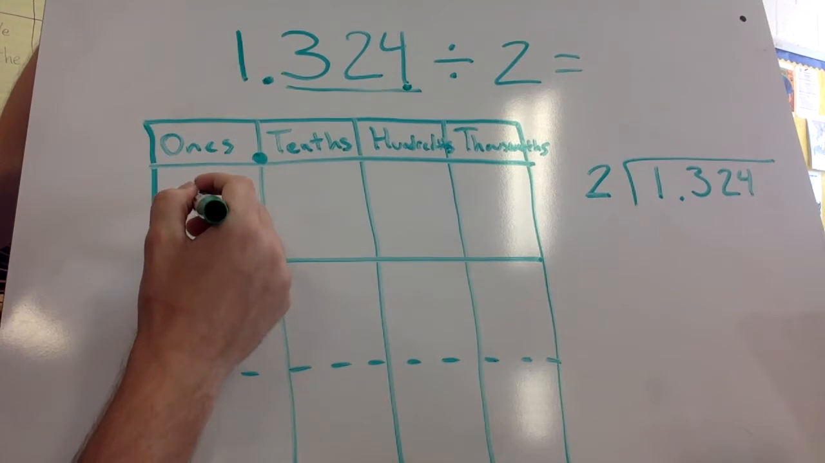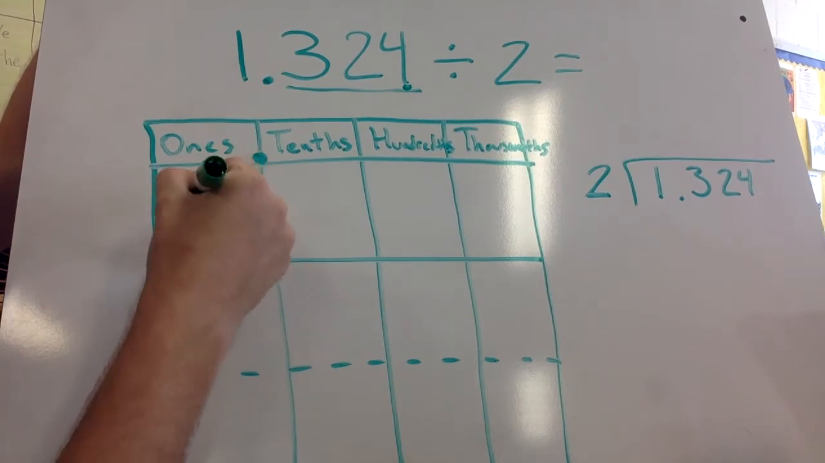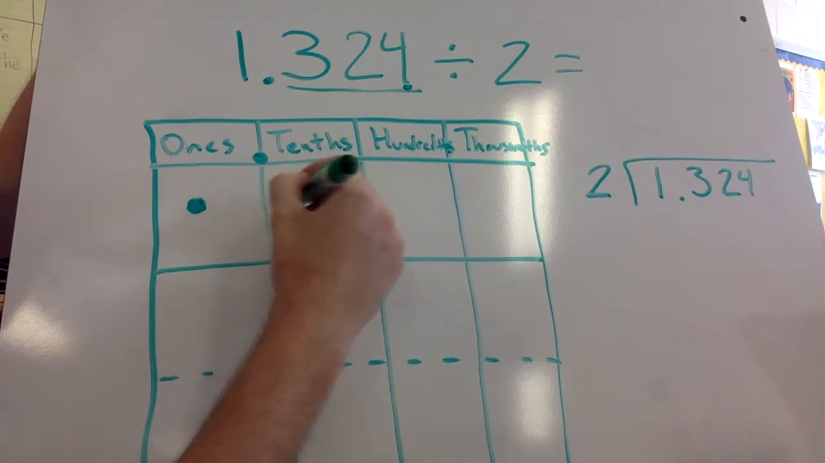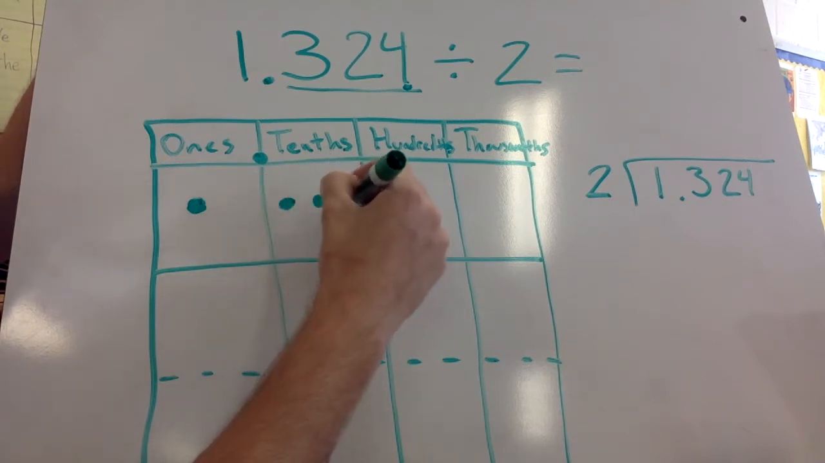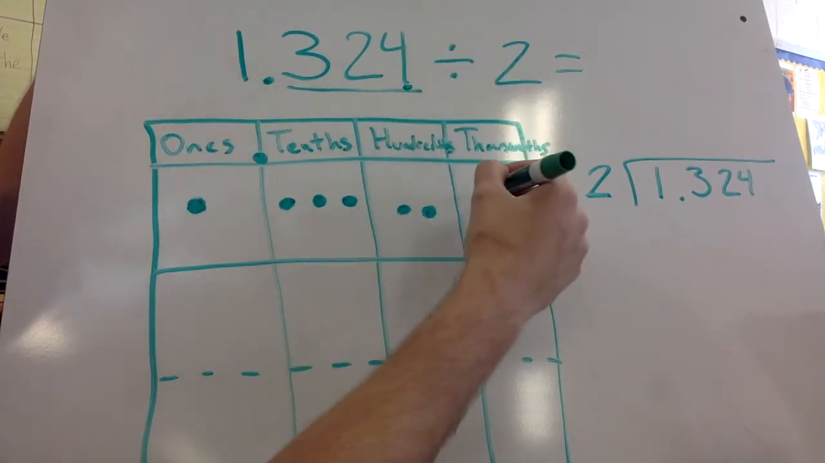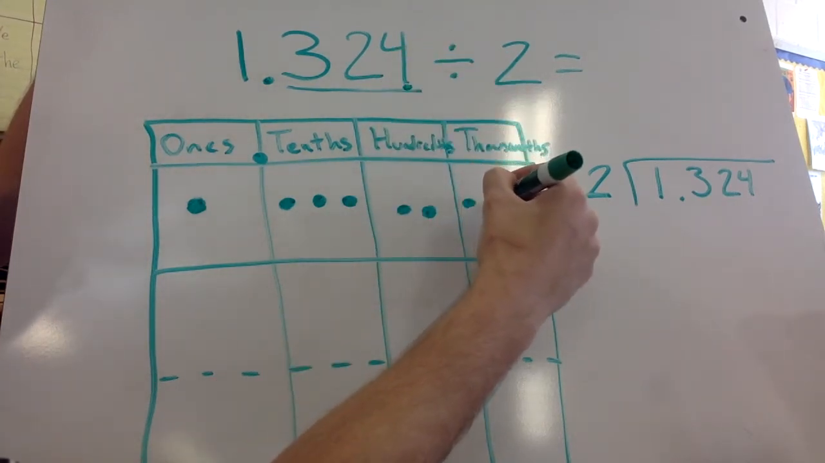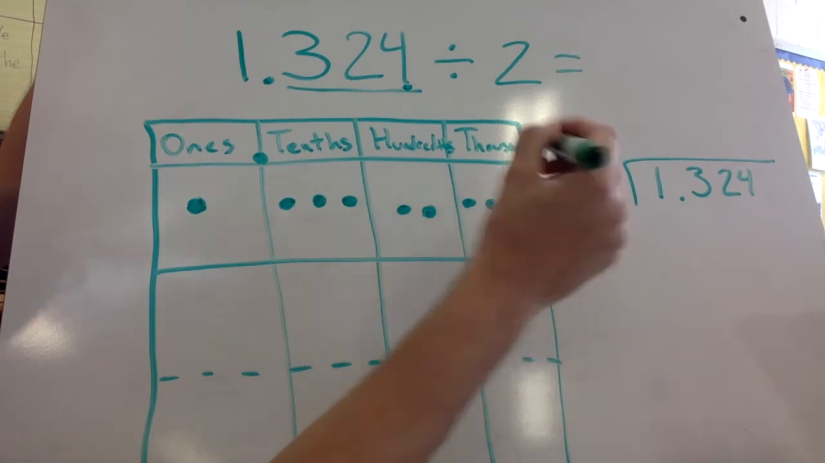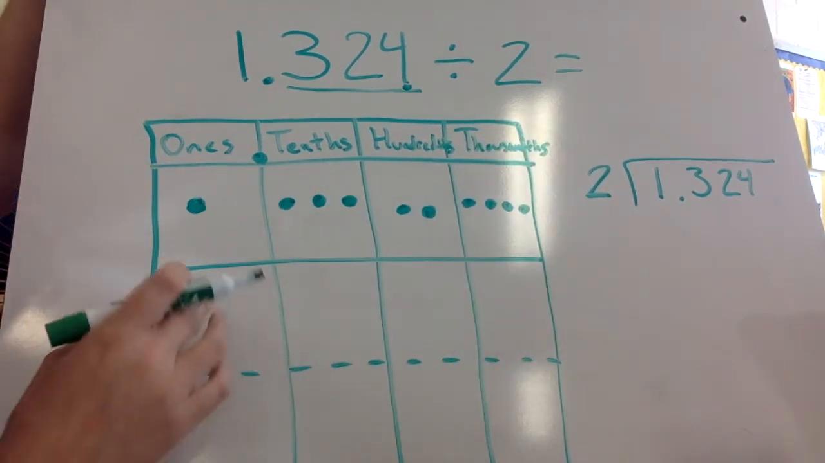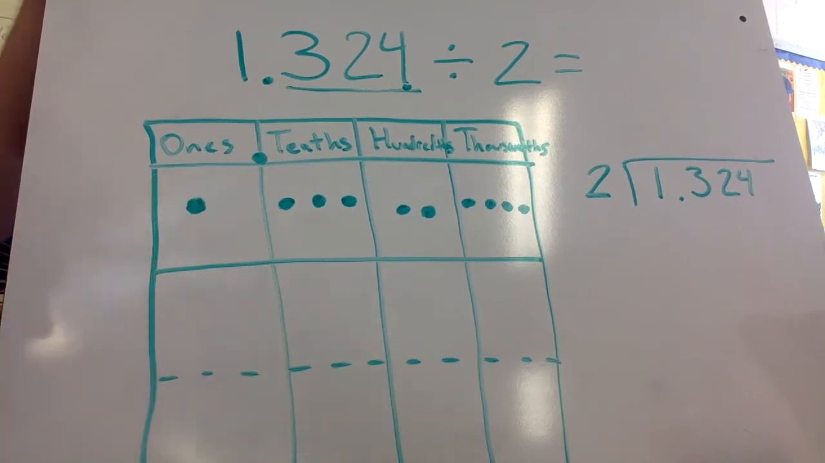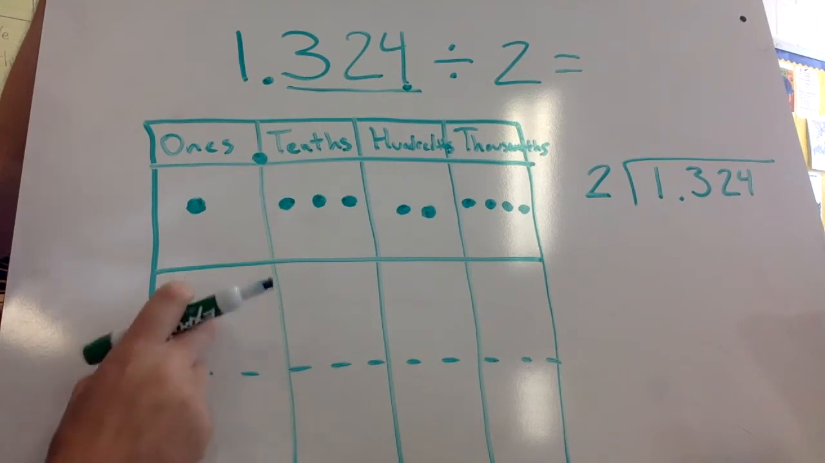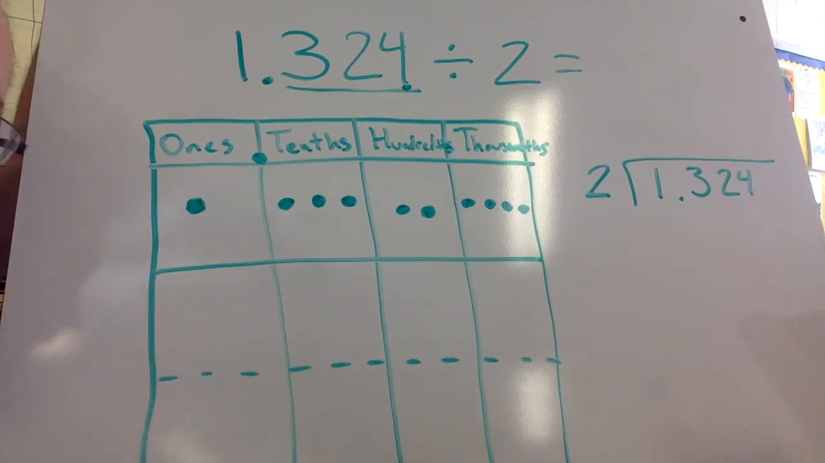I have 1, so I'm just going to represent that like this right there. I have 3 tenths. I have 2 hundredths. And I have 4 thousandths. Okay. So now when I divide them up, I'm going to divide them by 2. Well, already I have a problem because I have 1. I can't divide that up into 2 spaces equally.